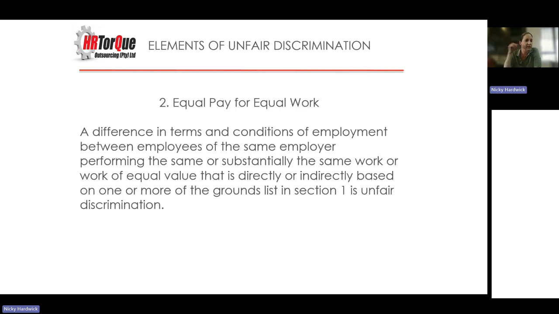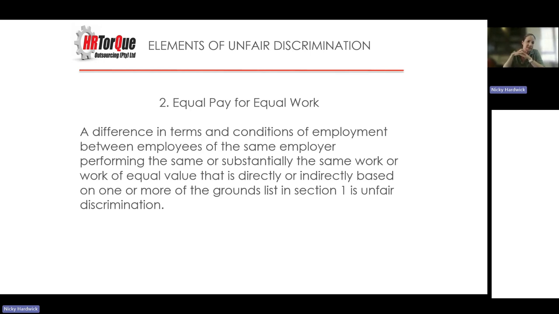Then the second element of unfair discrimination, remembering that these are all the things you're looking at when you look at your barriers to employment equity. The reason I'm telling you these things is because this is really what they're going to be looking for, and this is what you need to try and eliminate. The second element, which came into effect I think in 2019, was the concept of equal pay for equal work. Everybody got very excited about this because we were all going to earn exactly the same amount of money. But that is not the case.